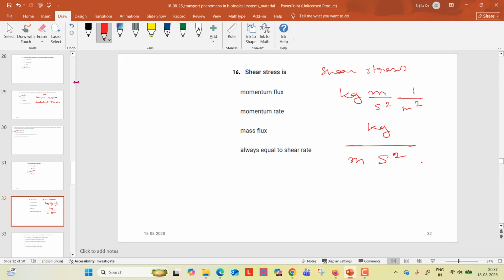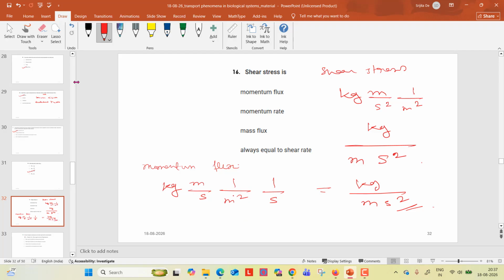And what is the momentum flux unit? So momentum flux is momentum per unit area. So momentum is mass into velocity. For momentum flux, let's do. Momentum flux is mass into velocity, meter per second, right? Per unit area, meter square, and per unit time. So it is coming as the same, kg per meter second square, right?